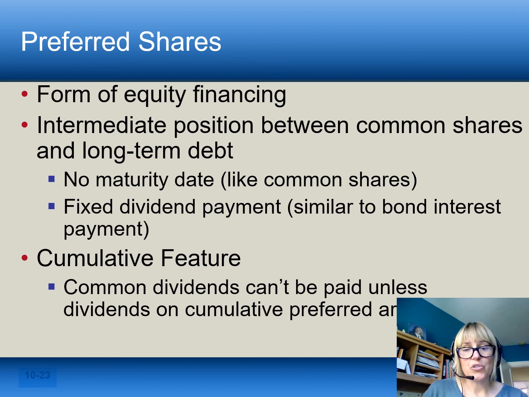The cumulative feature is that common dividends can't be paid unless all of the accumulated owing preferred share dividends have been paid. So they accumulate if they're not paid. They're not guaranteed, but they accumulate and they're owed at some point if the company can make good on them.